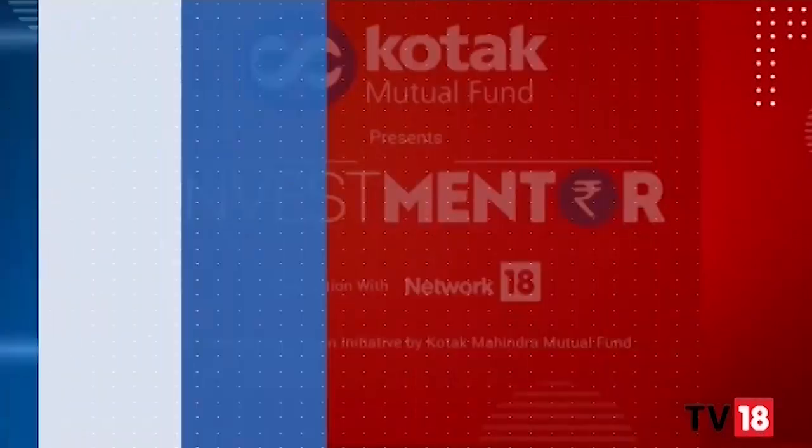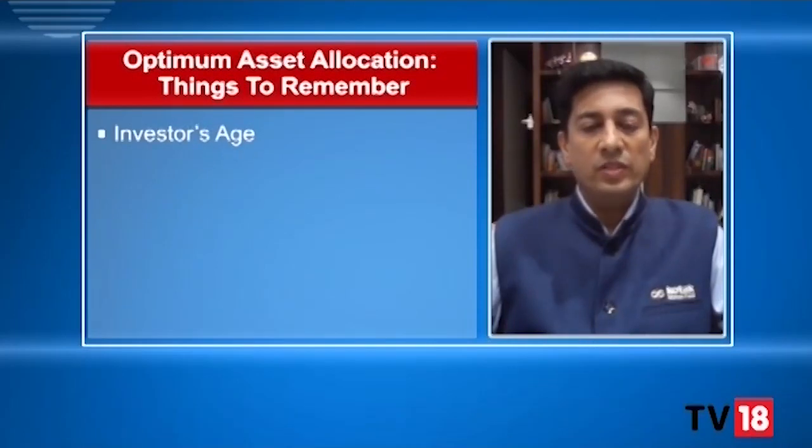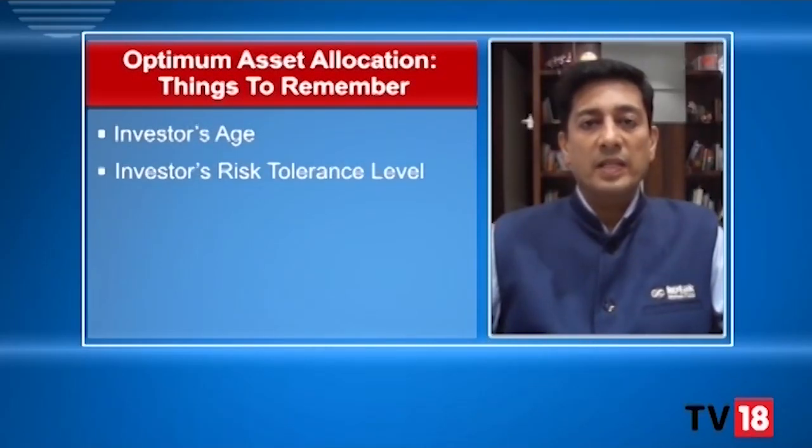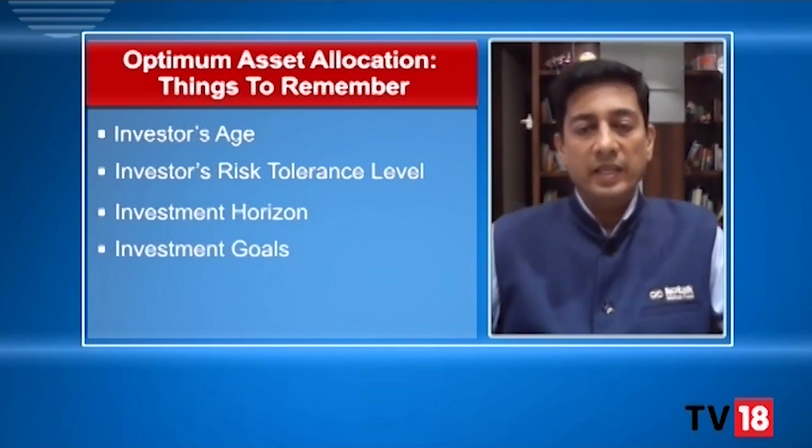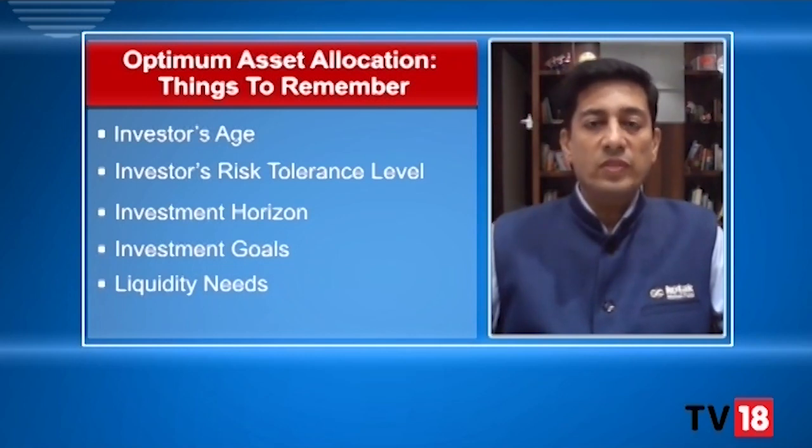It's just not about one's age in terms of identifying various proportions for asset classes. I would say that along with age, you need to also look at risk tolerance levels. What is the investment horizon? What are the investment goals? What are the liquidity needs? These are the issues which will let you know what is the ideal or optimum asset allocation.